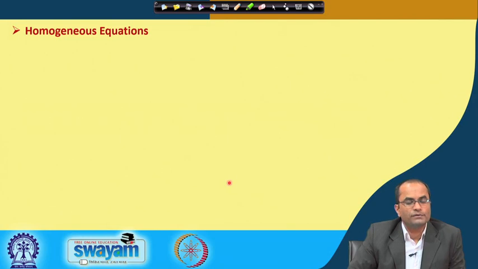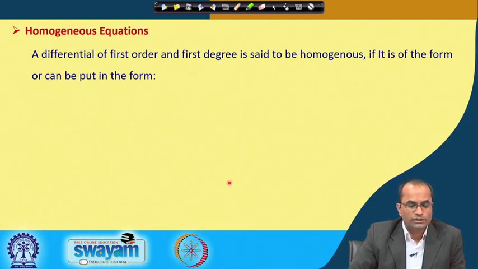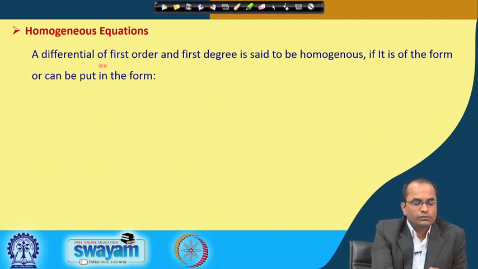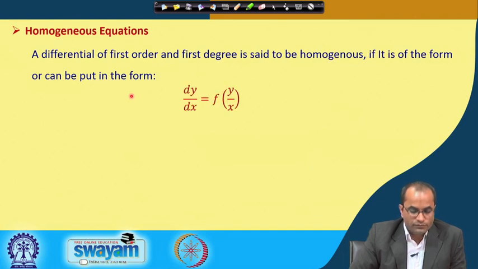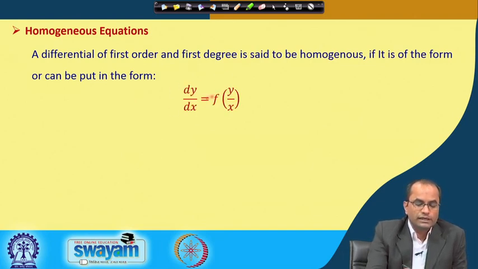So, another type of equations we will consider now are called the homogeneous equations. A differential equation of first order and first degree is said to be homogeneous if it is of the form, or can be put in the form, dy over dx is equal to a function of y over x.